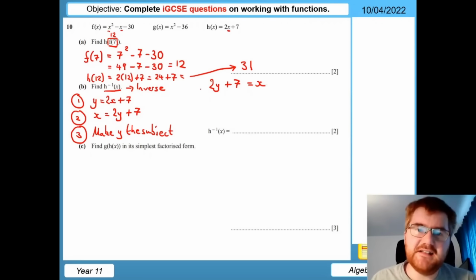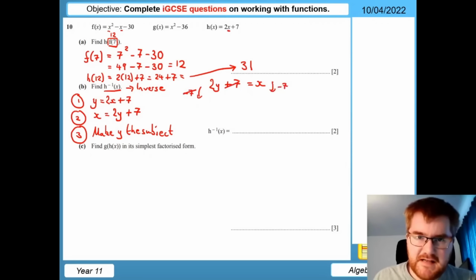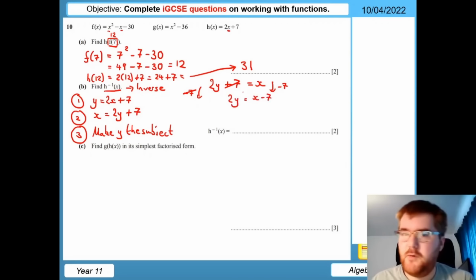What's the opposite of adding 7? Well, we need to minus 7 from both sides. This cancels, so we're left with 2y is equal to x minus 7. And then we want to get the y on its own. So what's the opposite of timing by 2? Yeah, we're going to divide by 2 on both sides of the equation. This cancelling, and we're left with our final answer of x minus 7 divided by 2.